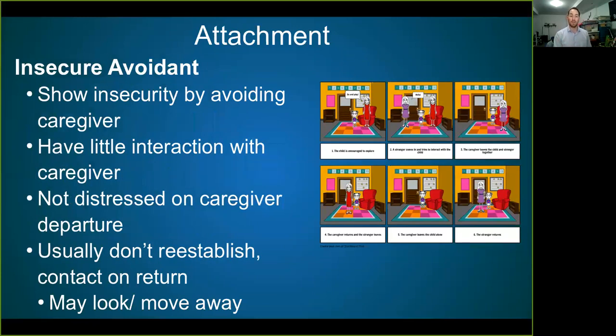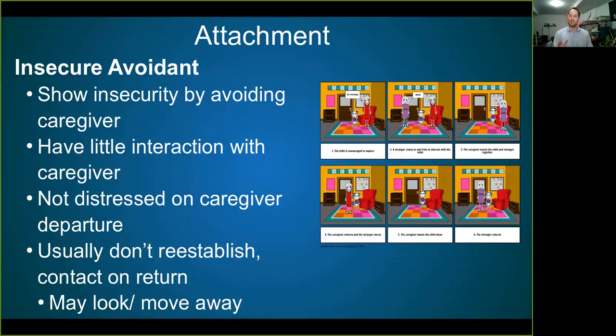Insecure avoidant attachment, they will show a lot of insecurity by even avoiding the caregiver when the caregiver first brings them into the room. They might have very little interaction with the caregiver. They might not even care when the caregiver leaves. They might show no crying, like they didn't care that the caregiver left. So you might do this kind of study with a 3 or a 4-year-old, maybe even an older 2-year-old. And usually for an insecure avoidant child, they won't try to reestablish contact when the parent returns. They might look, but then move away. If the parent comes up to them, they might go and play with something else. So that's insecure avoidant. They're avoiding that caregiver.